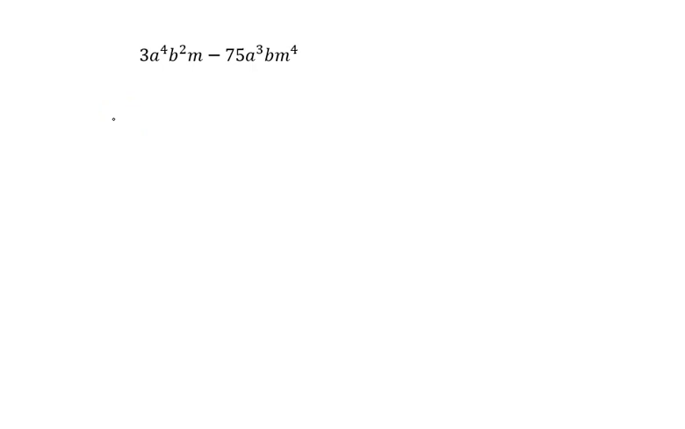My GCF, my greatest common factor, is the biggest thing that I can divide both terms by. Out of both of these, the biggest number I can divide by is a 3. If I try to divide by something bigger, I'm going to get a fraction on this part, which I don't want.